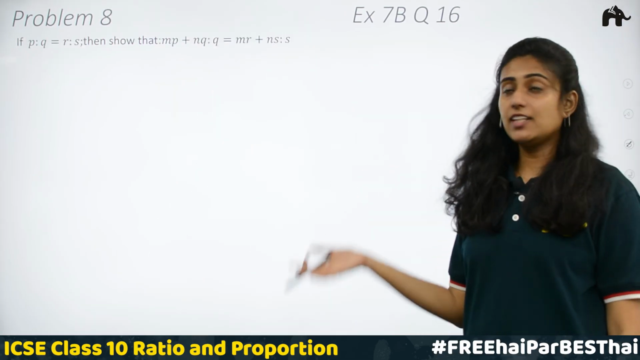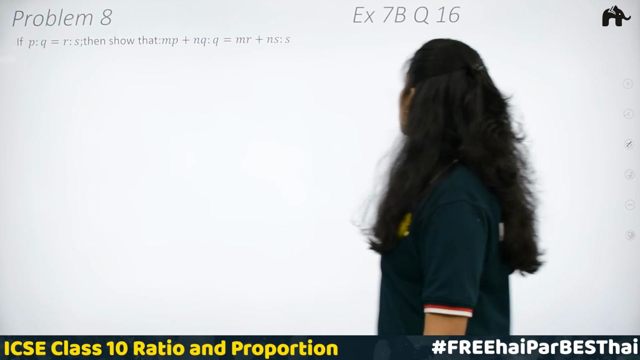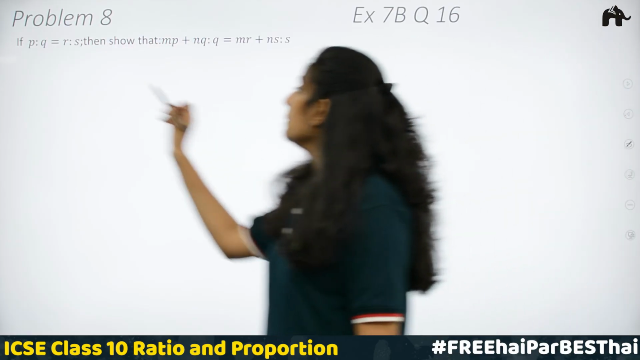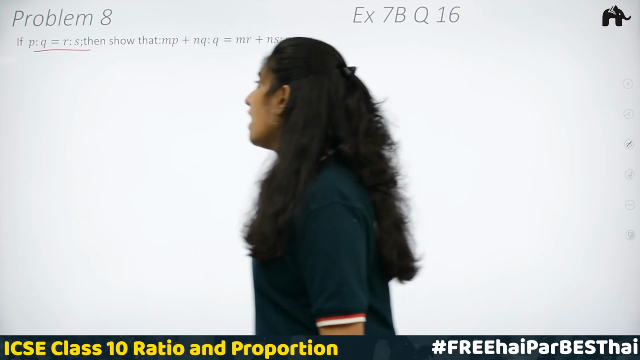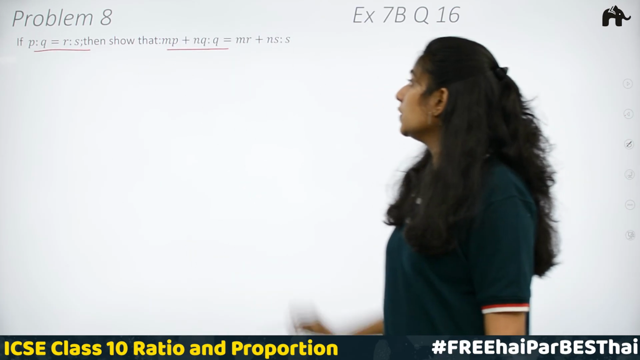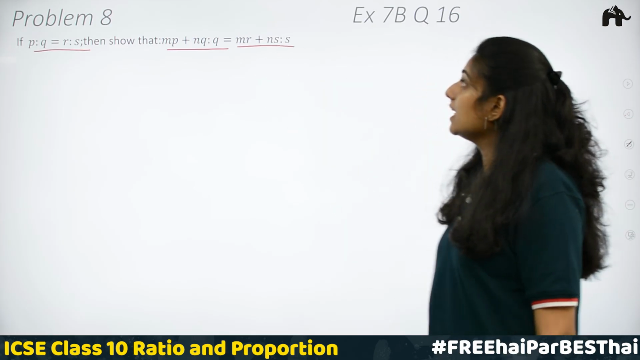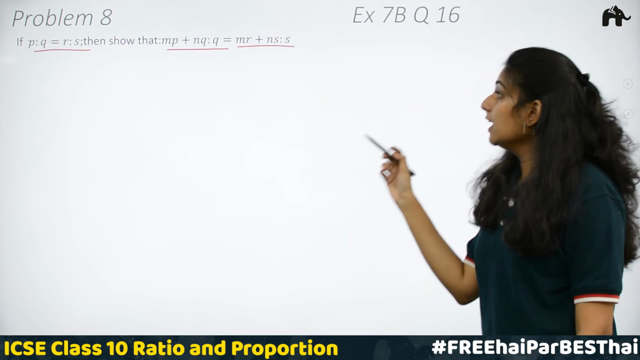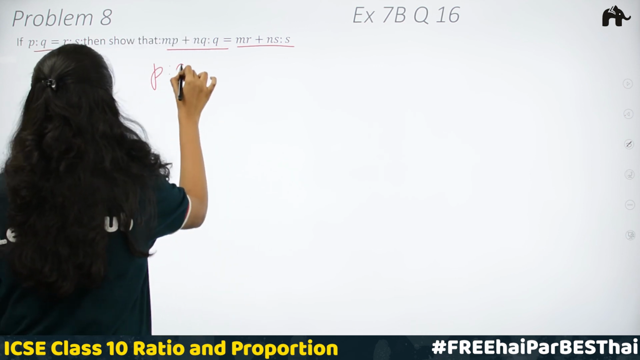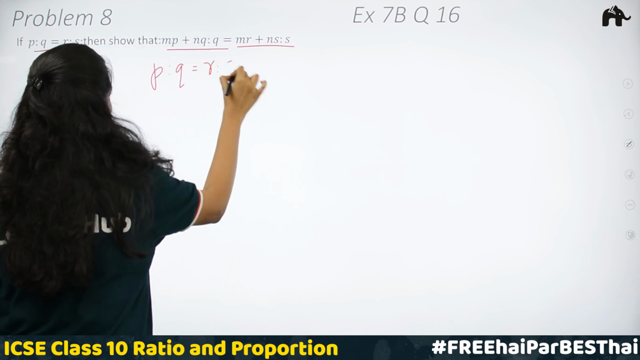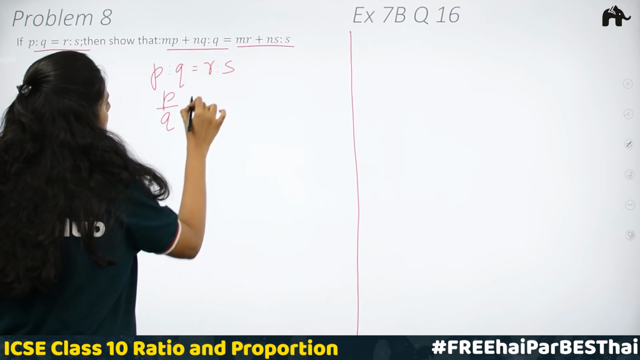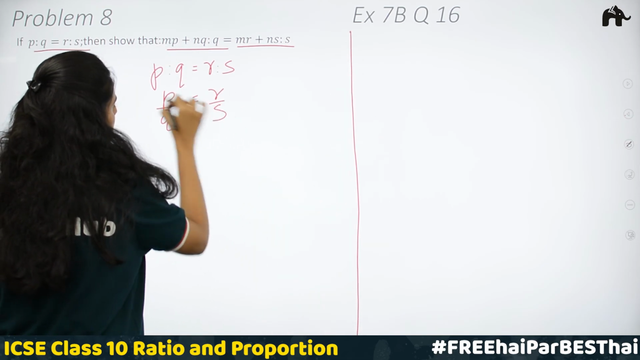Here we have the last question for today, problem 8, question 16 of exercise 7B. If P is to Q is equal to R is to S, then show that MP plus NQ is to Q is equal to MR plus NS is to S. Here we are given P is to Q is equal to R is to S, which can be written as P by Q is equal to R by S.